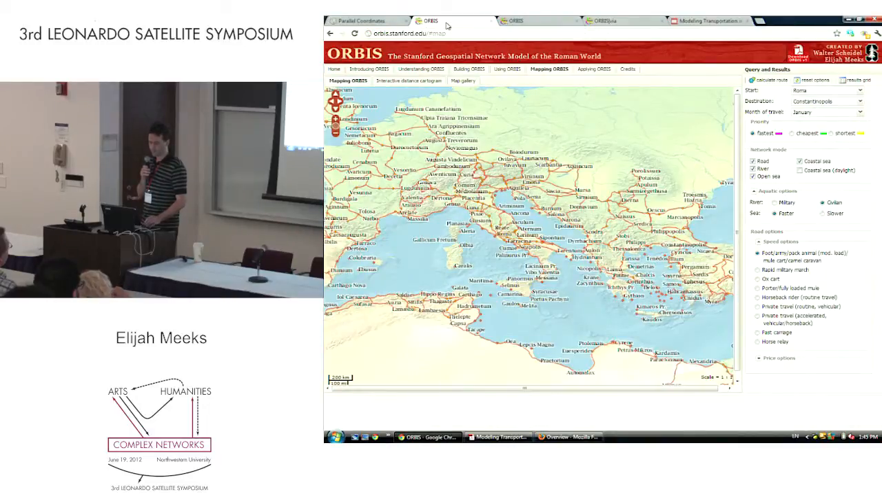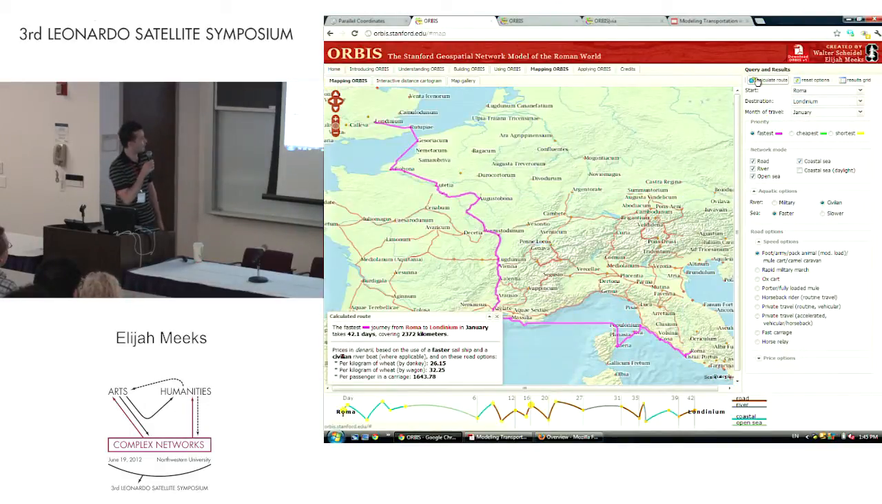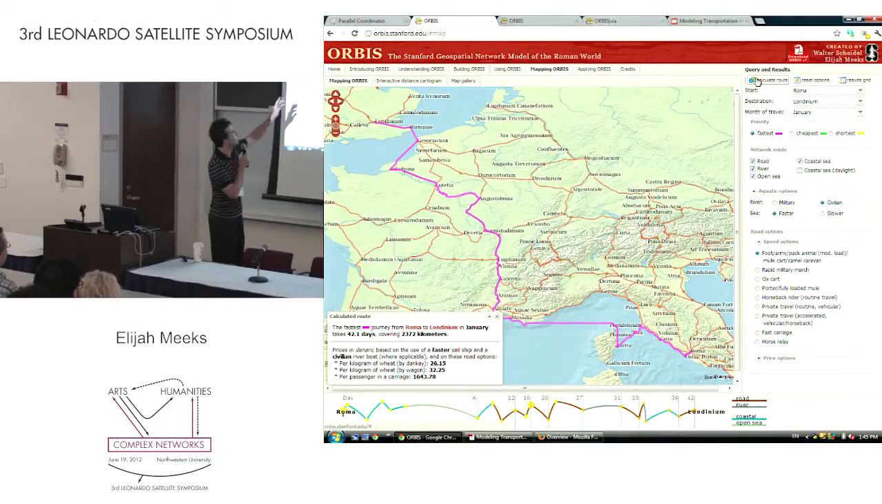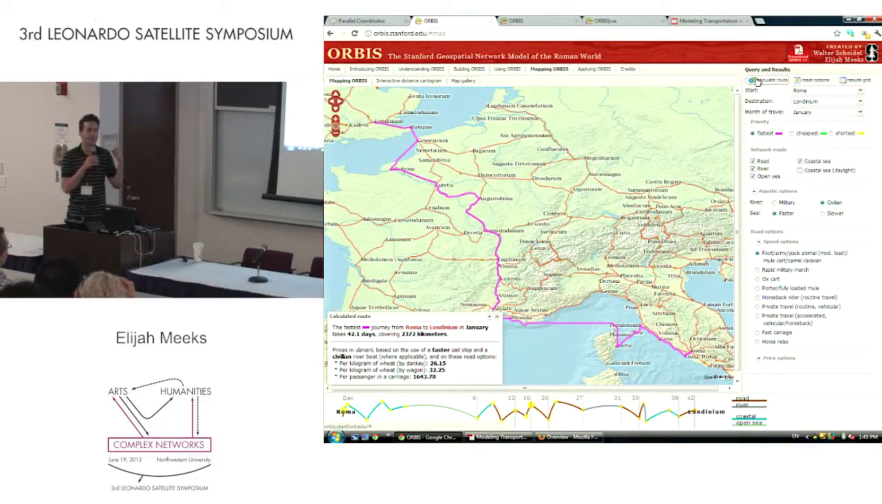So first off, we've got a route finder. If I want to know how to get from Rome to London, which was called Londinium, then I can calculate the fastest route from Rome to Londinium. It'll tell me the fastest route took 42.1 days. This runs on a PostGIS, pgRouting backend, so it's a spatial database, but it's also a graph database simultaneously.